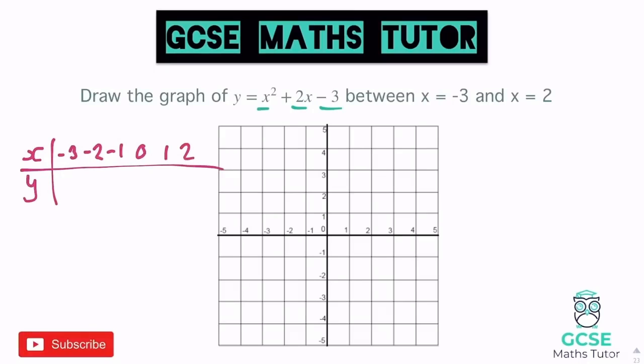I'm going to start with 2 again for the positive one. So we have 2 squared plus 2 lots of 2, take away 3. I'm just going to work that out nice and slowly. 2 squared is 4, plus 2 lots of 2, which is 4, take away 3. So 4 plus 4 is 8, take away 3 is 5. So my answer underneath the 2 is going to be 5.